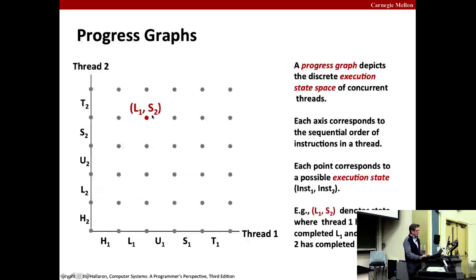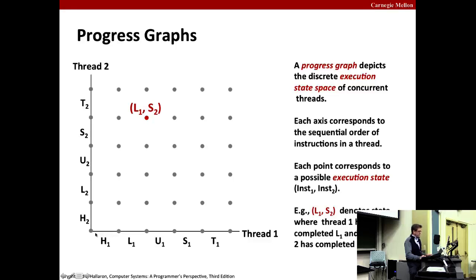So in a progress graph, for n threads, it's an n-dimensional Cartesian grid that characterizes the execution state space of a concurrent threaded program. In this case, we have 2 threads, so it's a 2D coordinate system. Each axis represents the execution progress of some thread. The x-axis is thread 1, and the y-axis corresponds to thread 2. Each edge corresponds to the execution of an instruction.